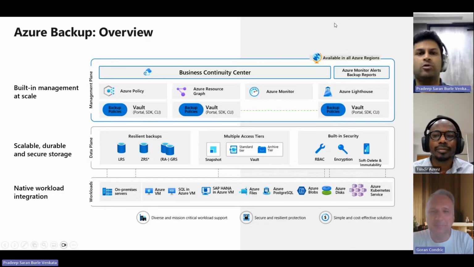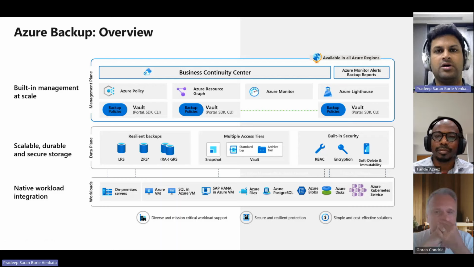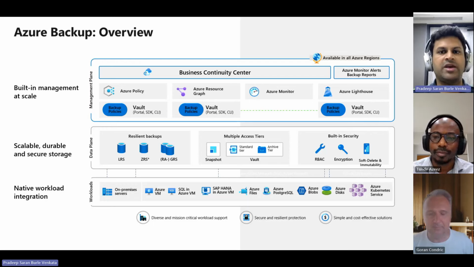So a quick overview about Azure Backup. Azure Backup is a simple, secure, scalable, cost-effective way to protect your workloads. We make sure that the experience is seamless, so when a customer tries to back up a workload, we don't differentiate much in terms of how we protect the workloads. It's pretty seamless.